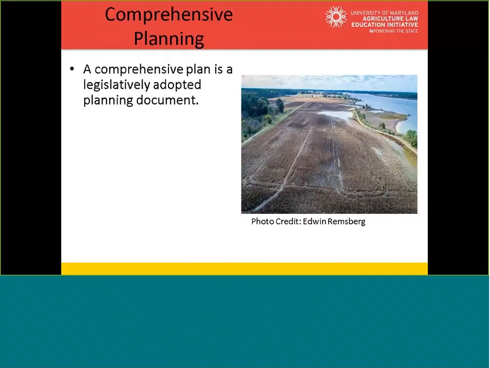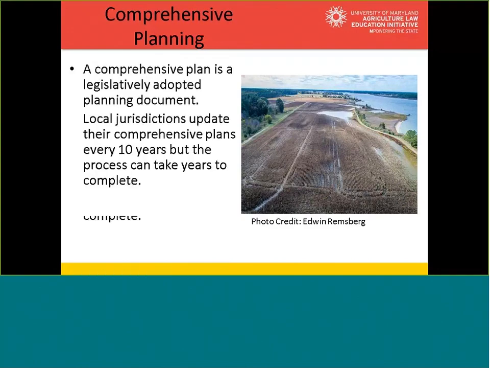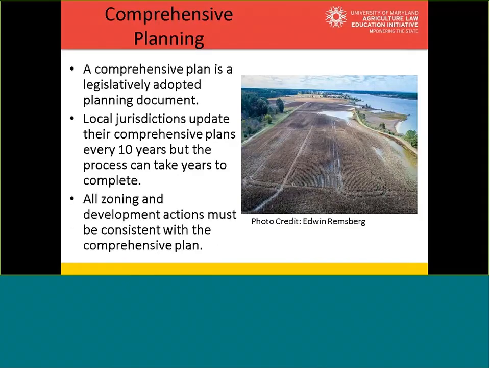A comprehensive plan. What is a comprehensive plan? It's a legislatively adopted planning document. Local jurisdictions update their comprehensive plans typically every 10 years, but the process can take many years to complete. All zoning and development actions must be consistent with the comprehensive plan. So folks should not underestimate the value and import of the comprehensive plan itself.